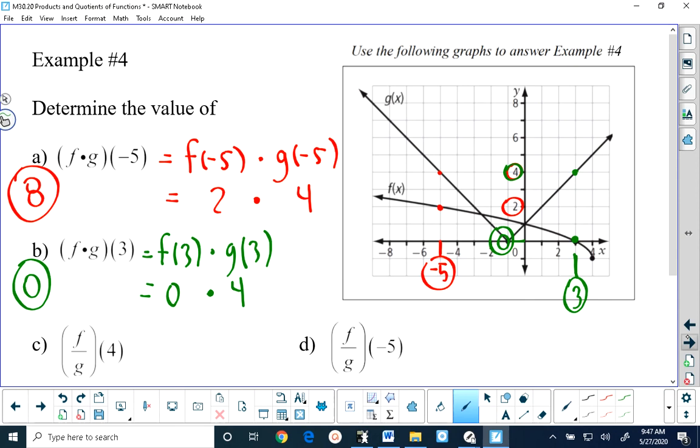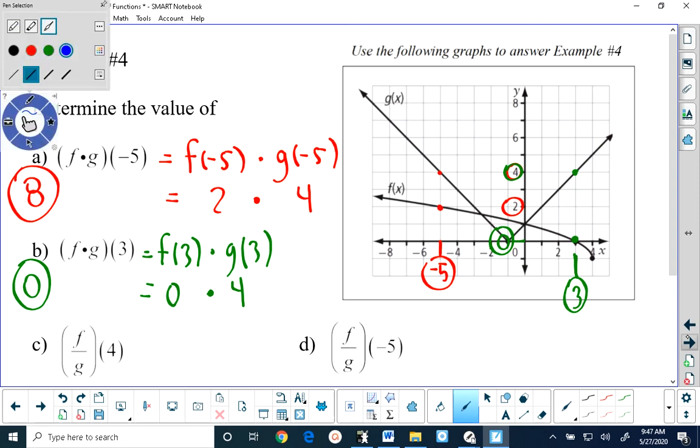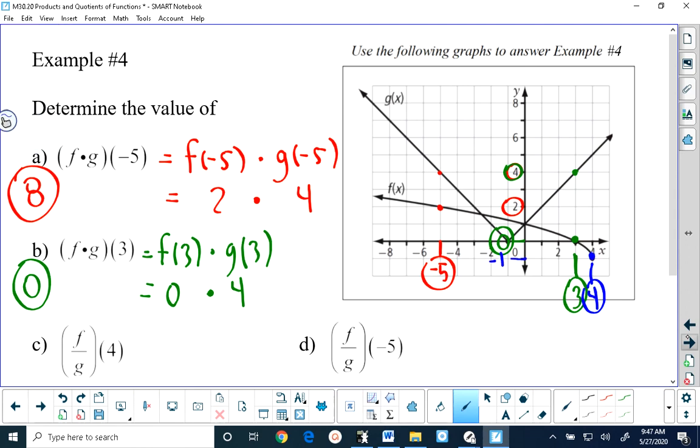What about f over g of 4? Well, now what we need to do is go over to 4, which is here. And f of 4 is -1. G of 4 is 5. So f over g of 4 will be f of 4, which is -1, over g of 4, which is 5, which gives us -1 over 5.